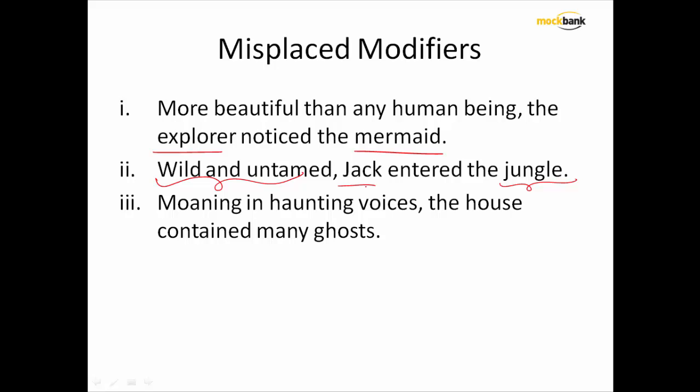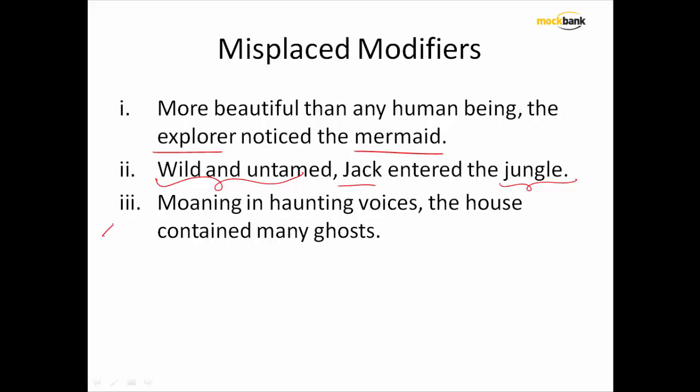So this is called misplaced modifiers. In misplaced modifiers, the modifier intends to modify something but does it for something else. In the second example, wild and untamed is intended for jungle, but it seems that it is being written for Jake.